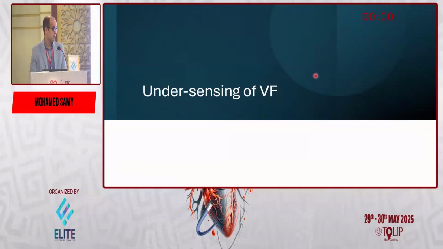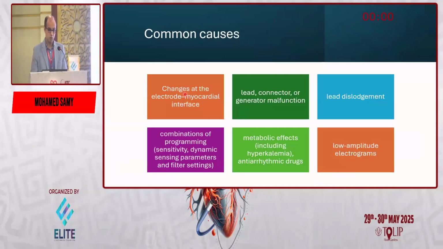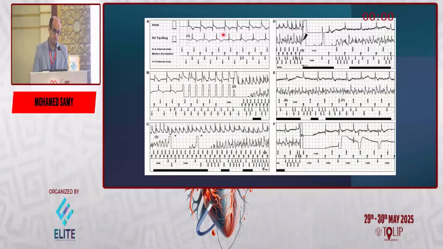Finally, the undersensing of the ventricular fibrillation may be due to change in the electrode myocardial interface, medications, or algorithms within the device. Here we can see the patient was in sinus rhythm, then induction of VF, but the device can't see the VF episode. The 10 joule shock didn't terminate the tachycardia, still in VF, till he received an external defibrillator.